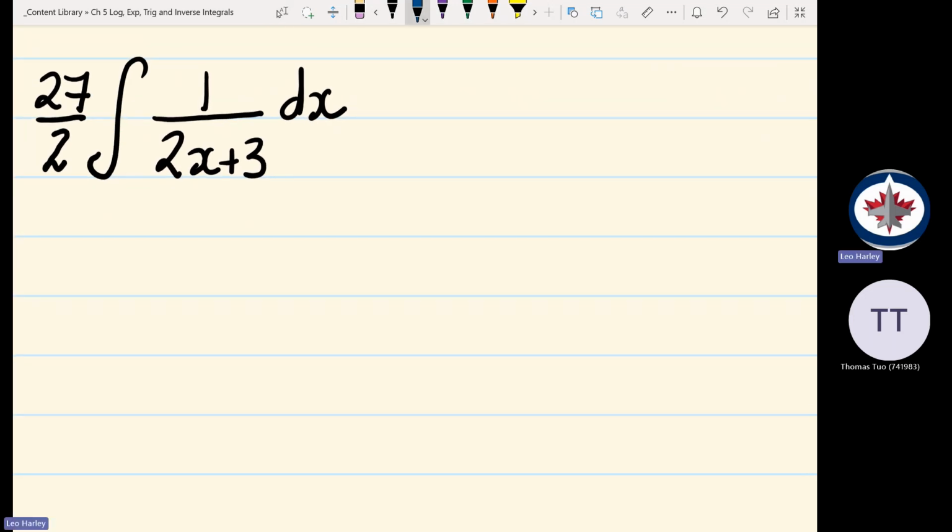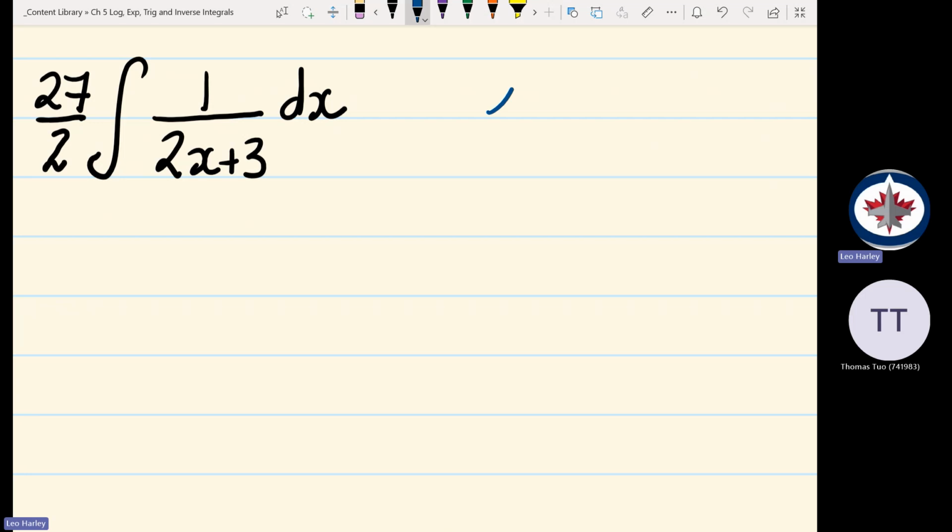Is it arctan? I don't think it's arctan. You only want to use arctan, Magnus, if it's a dynamic function. 2x plus 3, despite its best efforts, is not dynamic. Oh, the rate of change is changing. Because arctan is designed to work with dynamic functions.